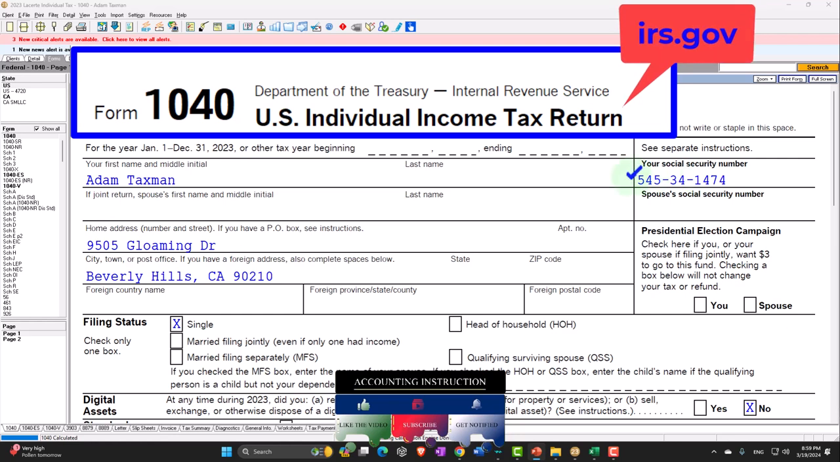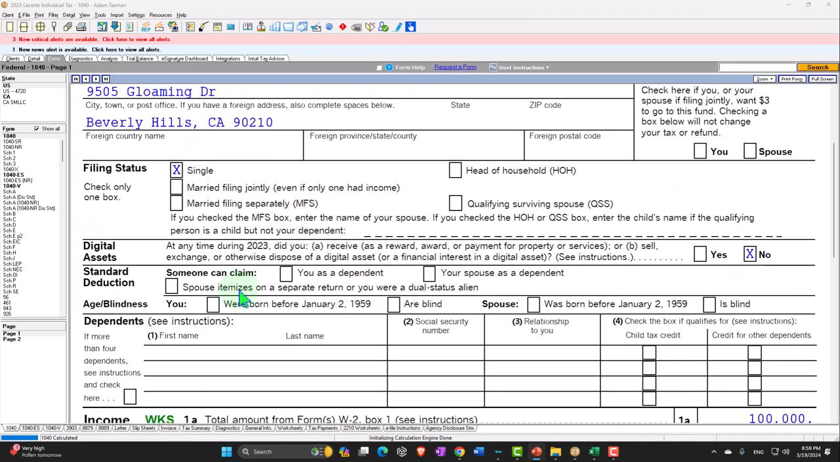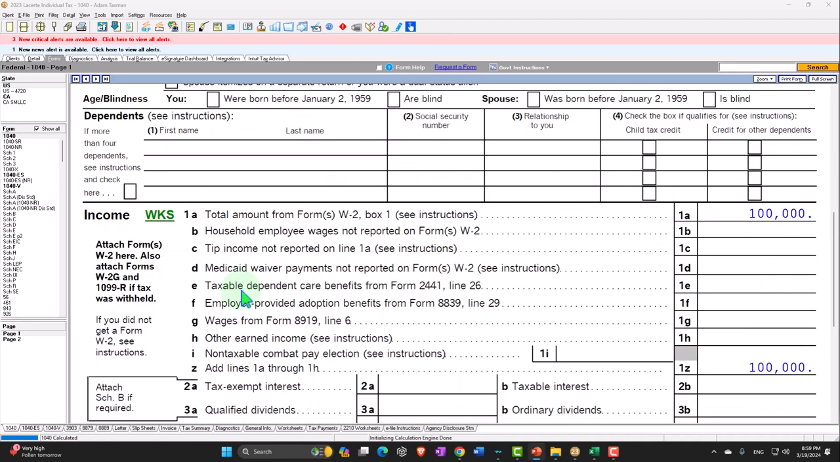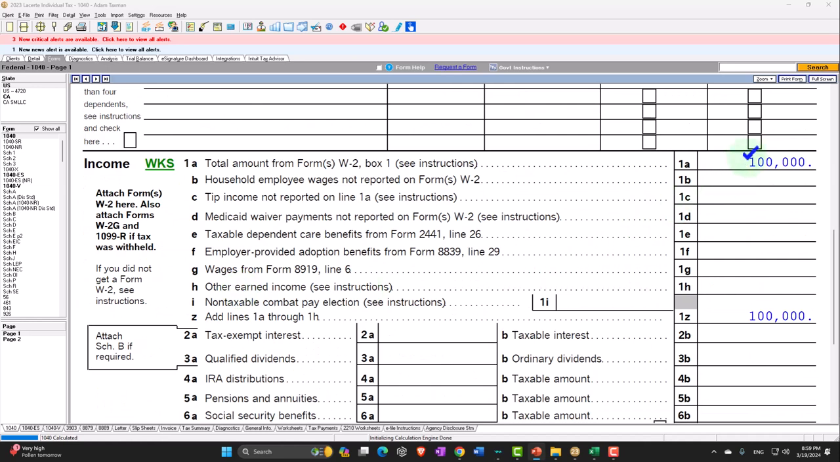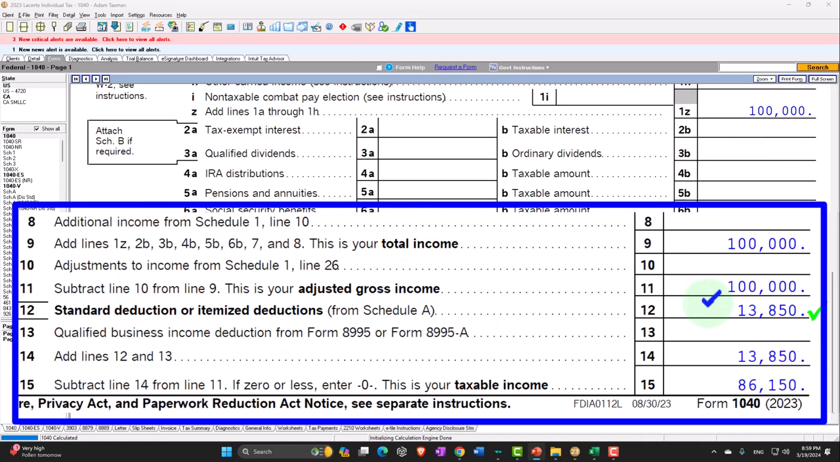Our standard starting point: taxpayer Adam Taxman, just trying to avoid a dang tax man, living in Beverly Hills 90210, single filer, no dependents. We have the W-2 income to start with at 100,000, less 13,850 of the standard deduction, giving us taxable income of 86,150.